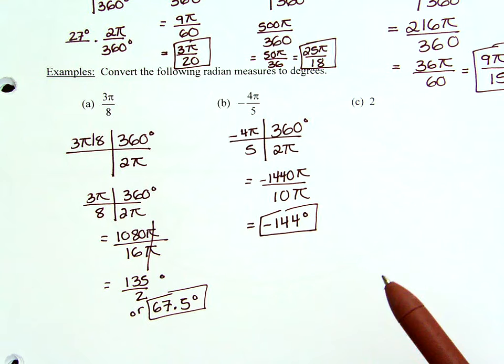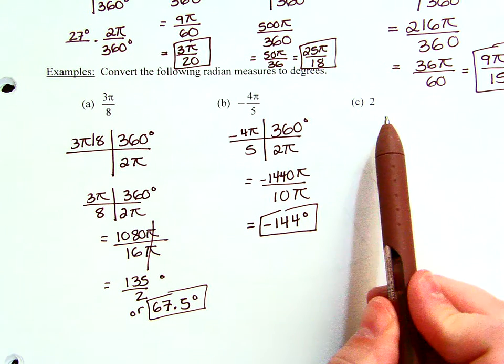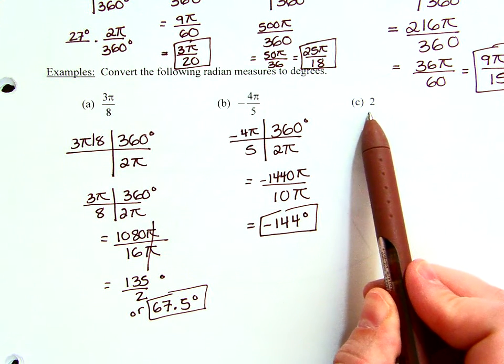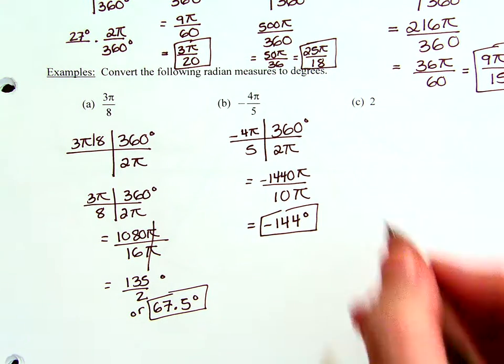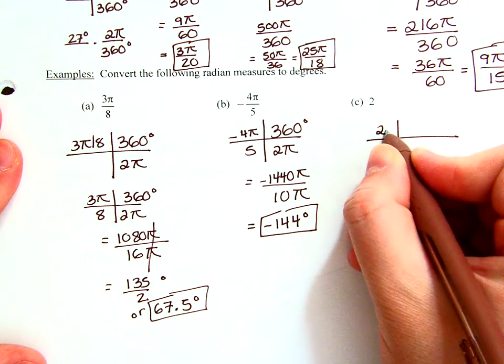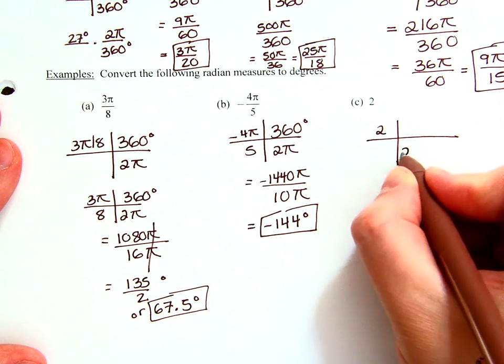Oh, this last one looks weird. I want to convert 2. First of all, I know that this is 2 radians, because if it was degrees, it would have to have a little degree sign after it, and it doesn't. So even though it looks weird, whatever, I can still go. This is a radian thing, so I need my radian part of the conversion factor on the bottom.